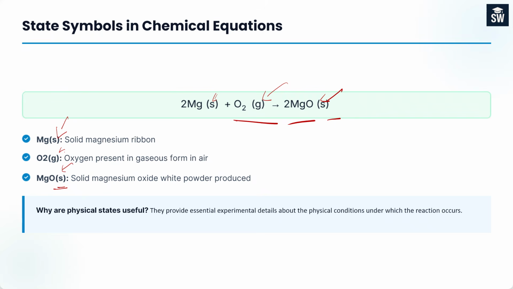Why are physical states useful? Because they give essential experimental details about the physical conditions, like room temperature, or when the reaction is occurring.